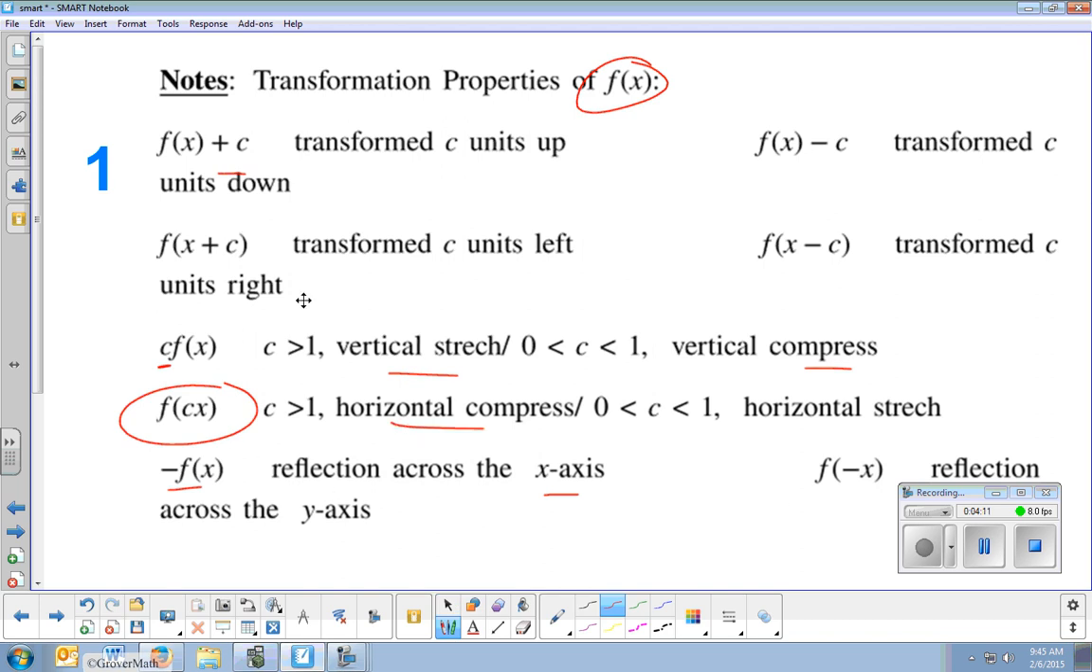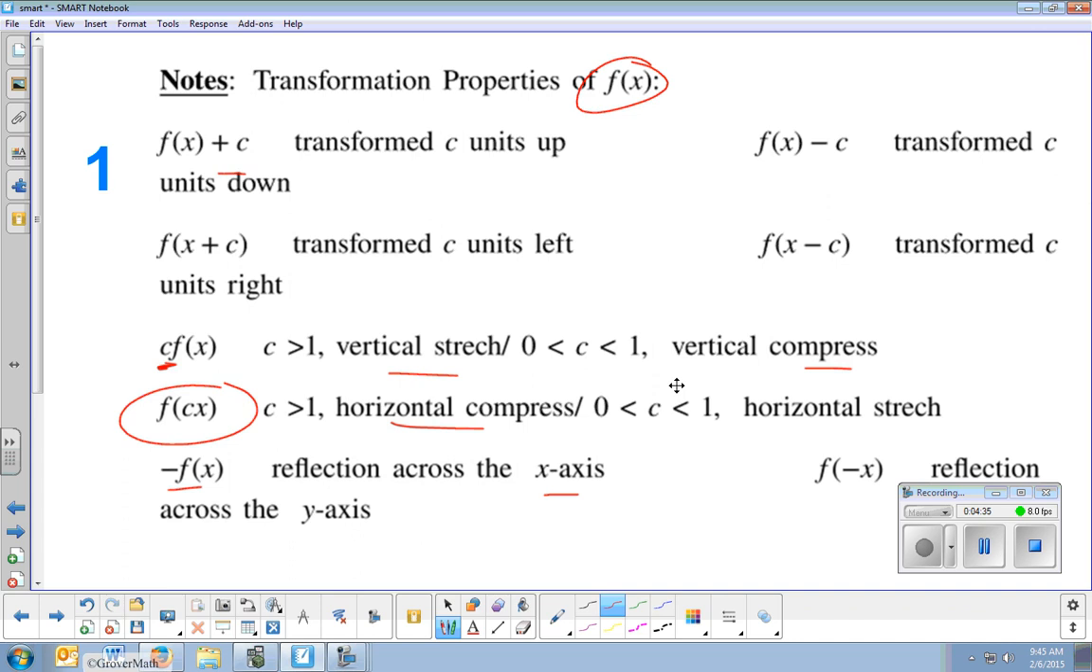What I really want you to remember is that plus minus outside is up down, plus minus inside is left right, where the plus is left and the minus is right. Negating the front's the reflection over the x-axis. That's an important one. And then multiplying the front is either going to be a stretch or a compress, depending on that number. If it's greater than 1, it stretches it, making it narrow. And if it's less than 1, it compresses it, making it flat.